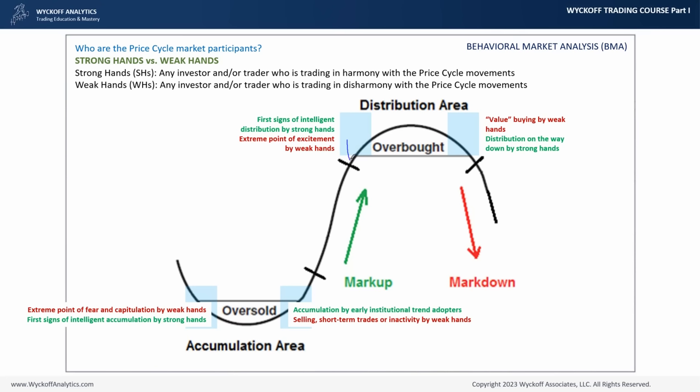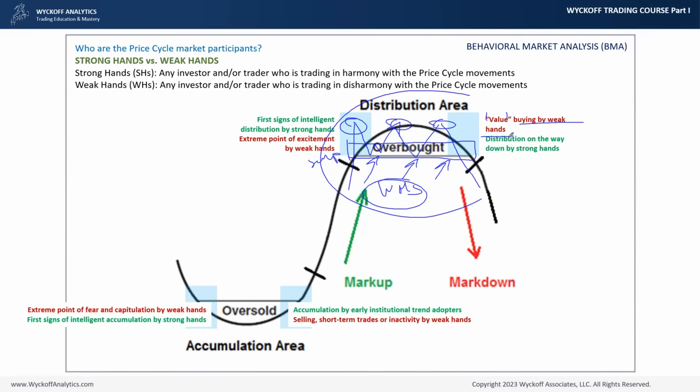At the same time, the quote unquote value buying by weak hands is happening during the distributional area at the area of the support. And that's what does not allow right away the price to go down. And obviously it's not just the weak hands that are supporting, but it's more that the institutions are not selling and selling and selling. They are selling, stopping, because they want to sell at the top of the trading range rather than at the bottom where the weak hands operate.